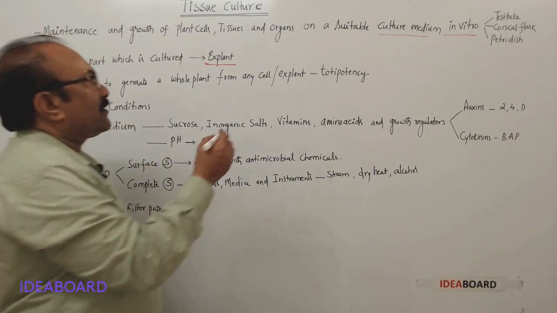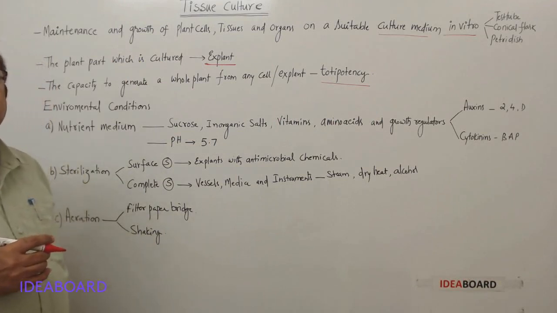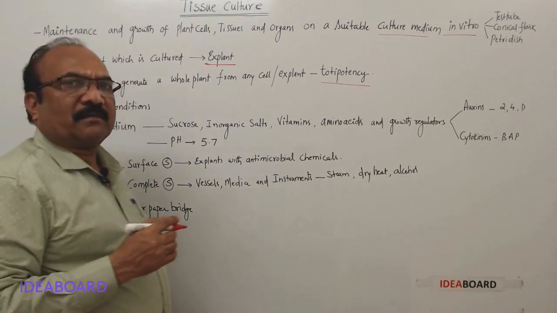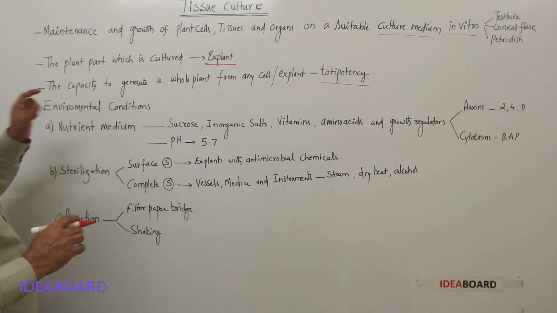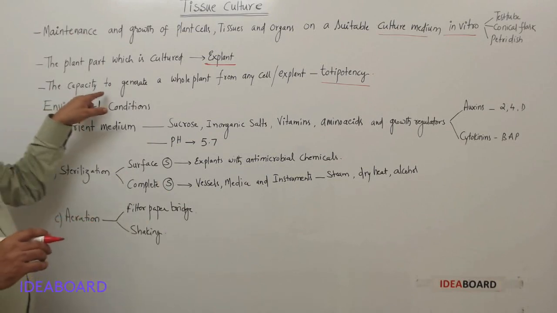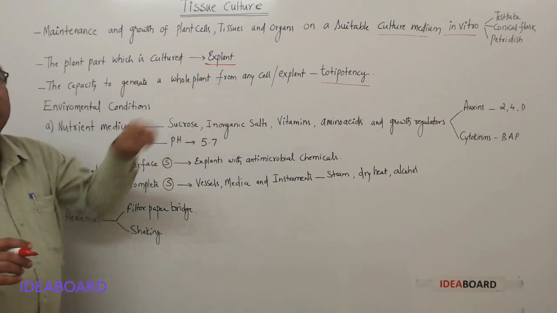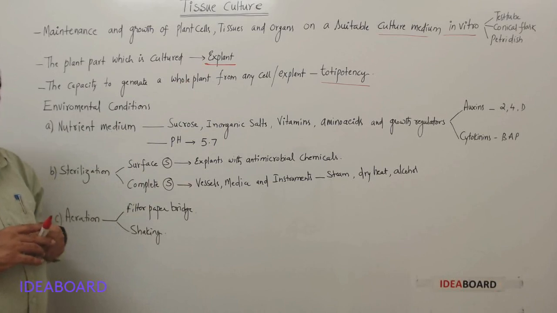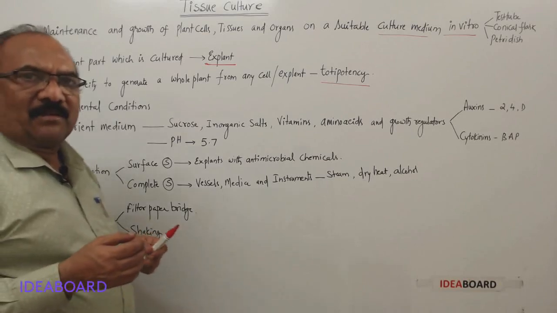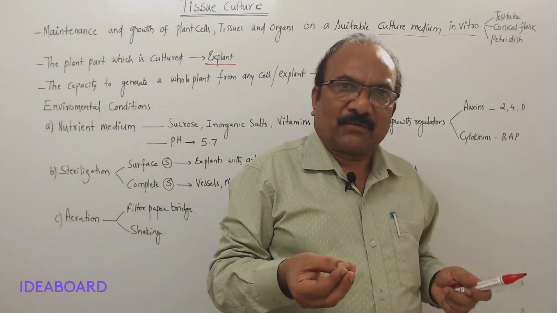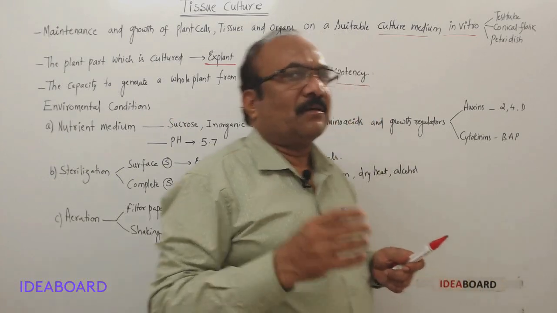And remember that there is one terminology here, and that is called totipotency. This term was coined by T.H. Morgan. And remember, what is this totipotency? The capacity to generate a whole plant from any cell or from explant is called totipotency. It means we are generating the whole plant from a single cell or from a tissue or from an organ. So that is called totipotency.